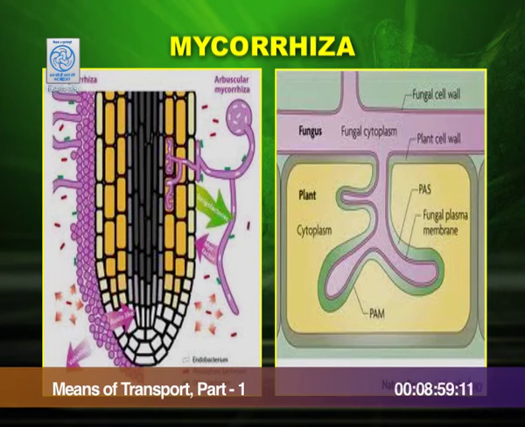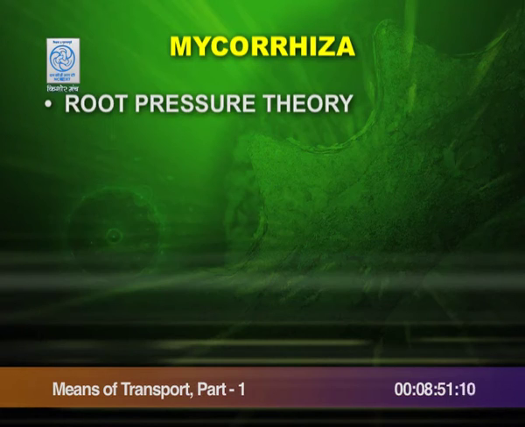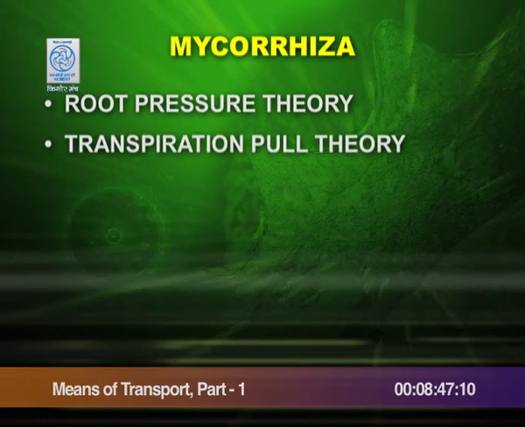Now, when we study the movement of water up the plant, there are 2 widely accepted theories. One is the root pressure theory, and the other one is the transpiration pull theory. Let us study the first theory, that is the root pressure theory.